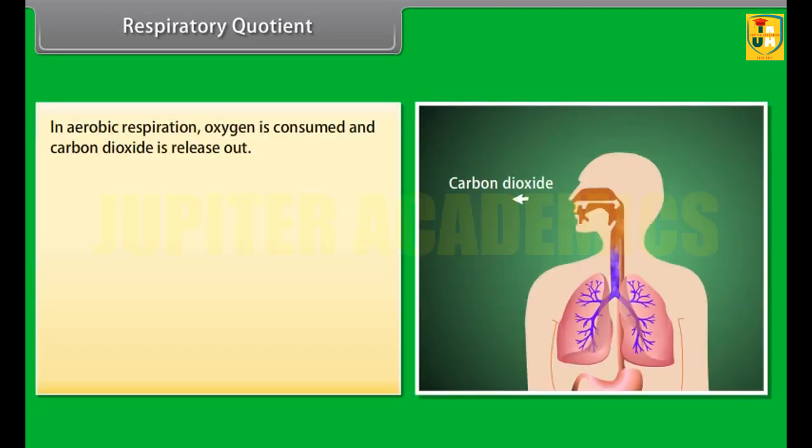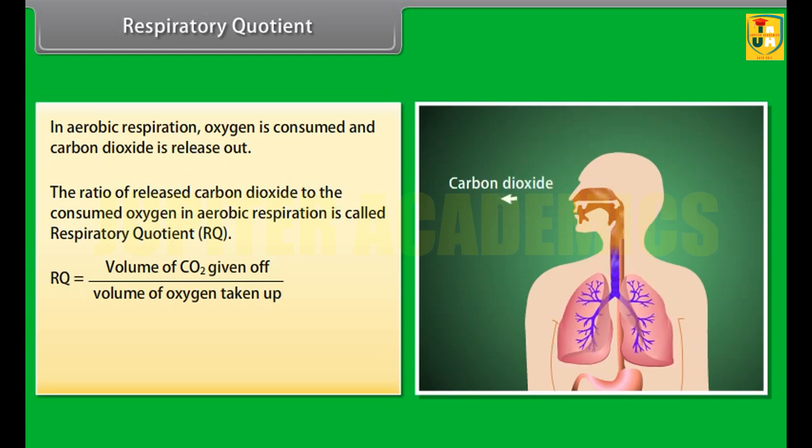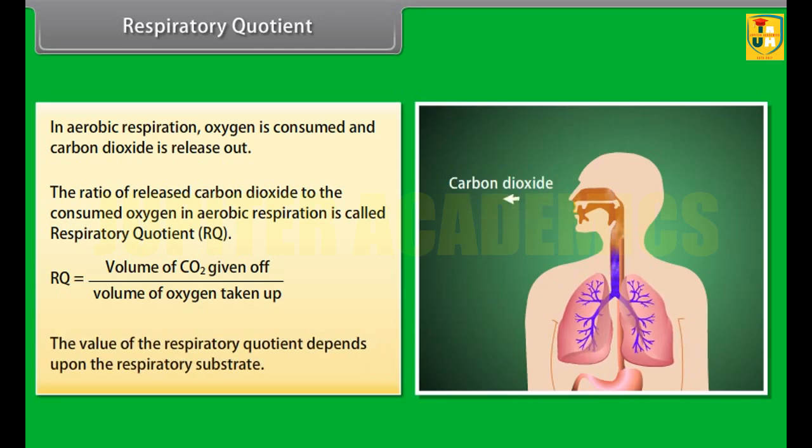In aerobic respiration, oxygen is consumed and carbon dioxide is released. The ratio of released carbon dioxide to consumed oxygen in aerobic respiration is called the respiratory quotient. RQ is equal to the volume of CO2 given off divided by the volume of oxygen taken up. The value of the respiratory quotient depends upon the respiratory substrate.